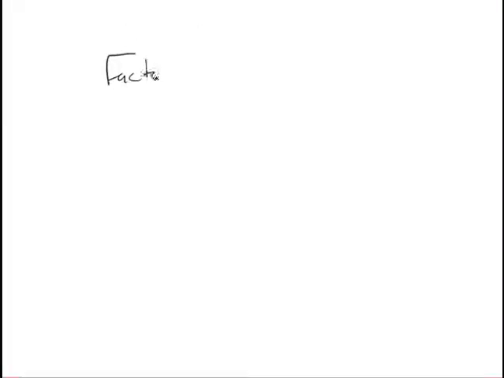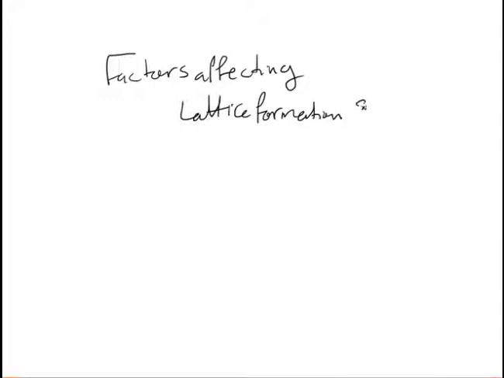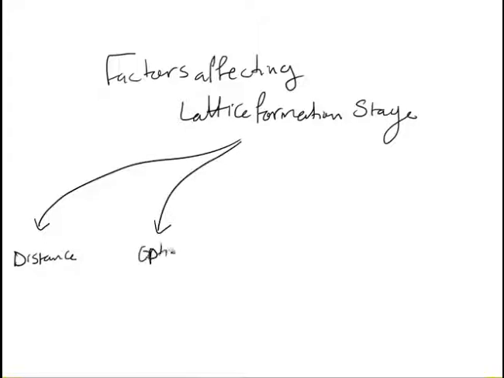We just covered the most important factors affecting the first stage, the antibody binding stage. Now we will move to talk about factors affecting the lattice formation stage. So we will talk about the distance between red blood cells and zeta potential, the optimal concentration of antigen and antibody, and finally the effect of centrifugation.